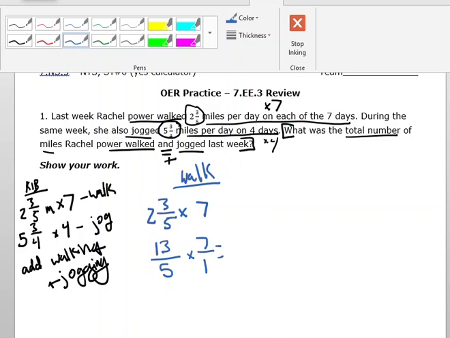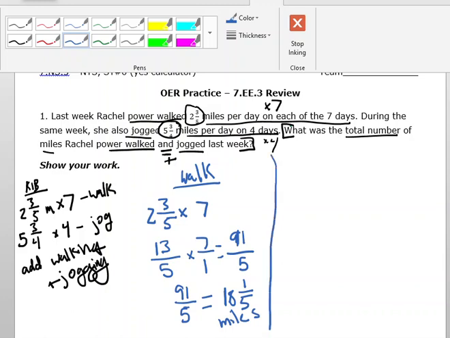And I get 91 over 5, okay? So now I want to change this 91 over 5. I'm going to do 91 divided by 5. Let's see. And so that's going to give me 18 1/5. So I have that she power walked 18 1/5 miles over this week, over 7 days.